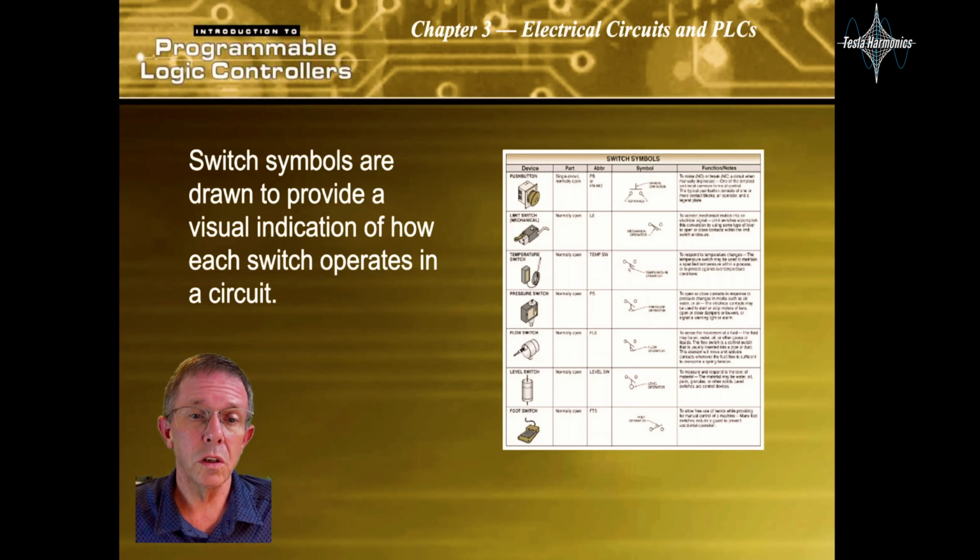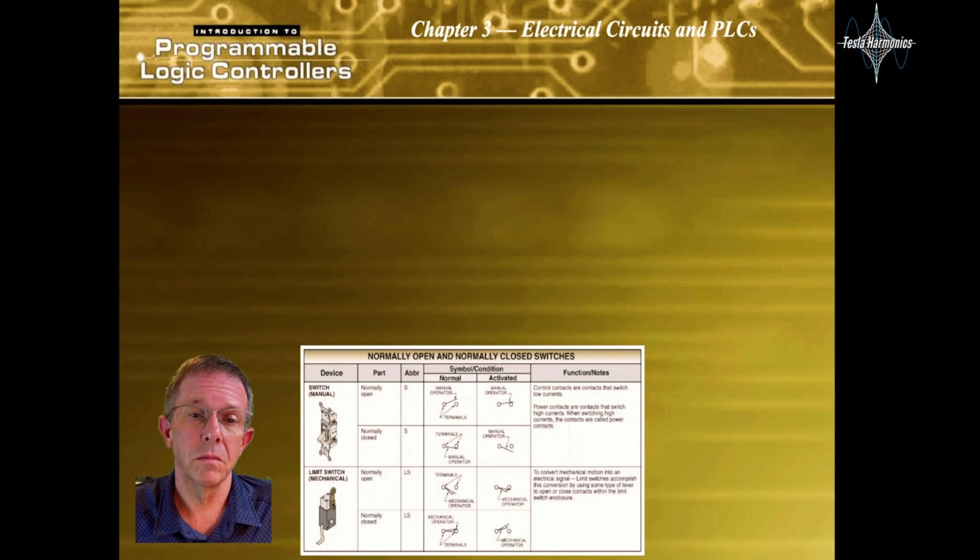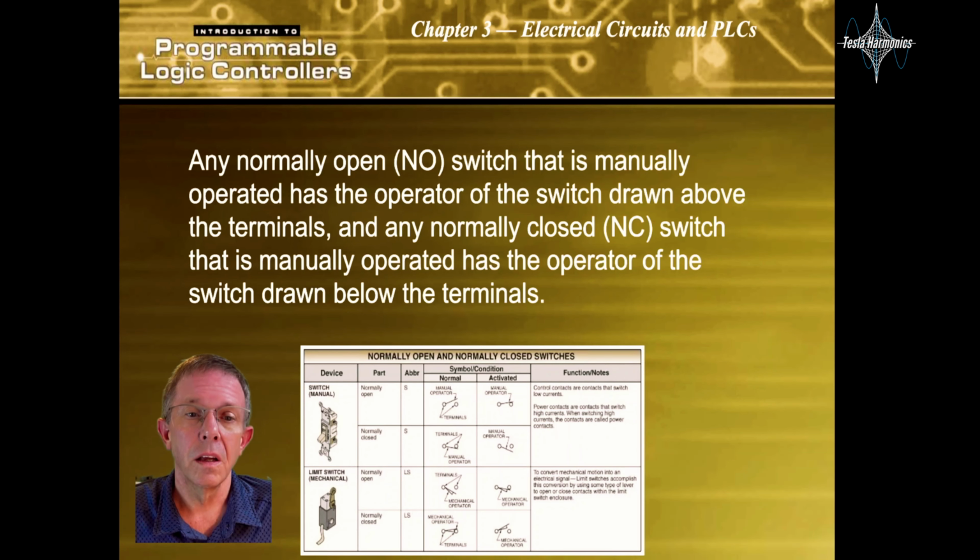Switch symbols are drawn to provide a visual indication of how each switch operates in a circuit. Any normally open switch that is manually operated has the operator of the switch drawn above the terminal, and any normally closed switch that is manually operated has the operator switch drawn below the terminal.